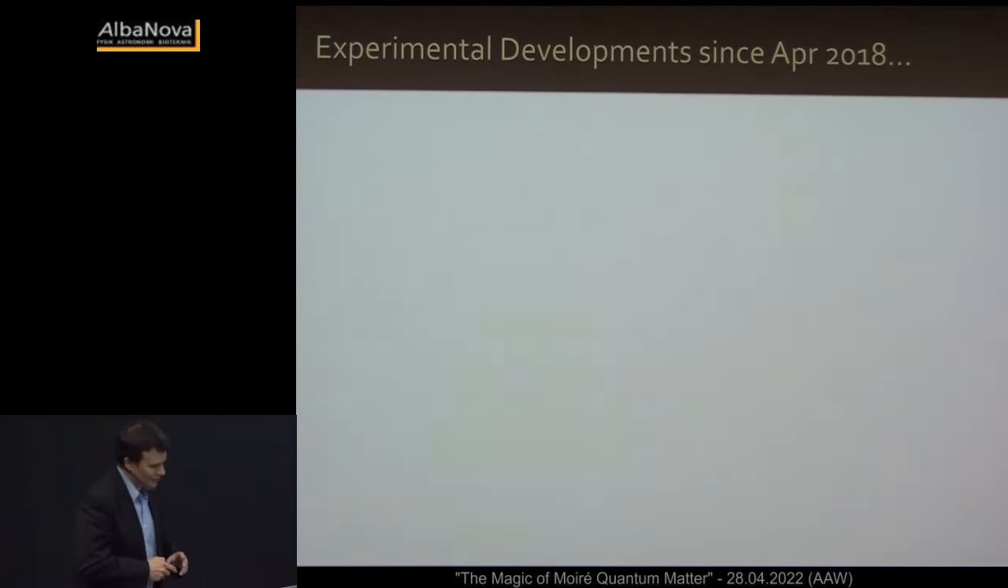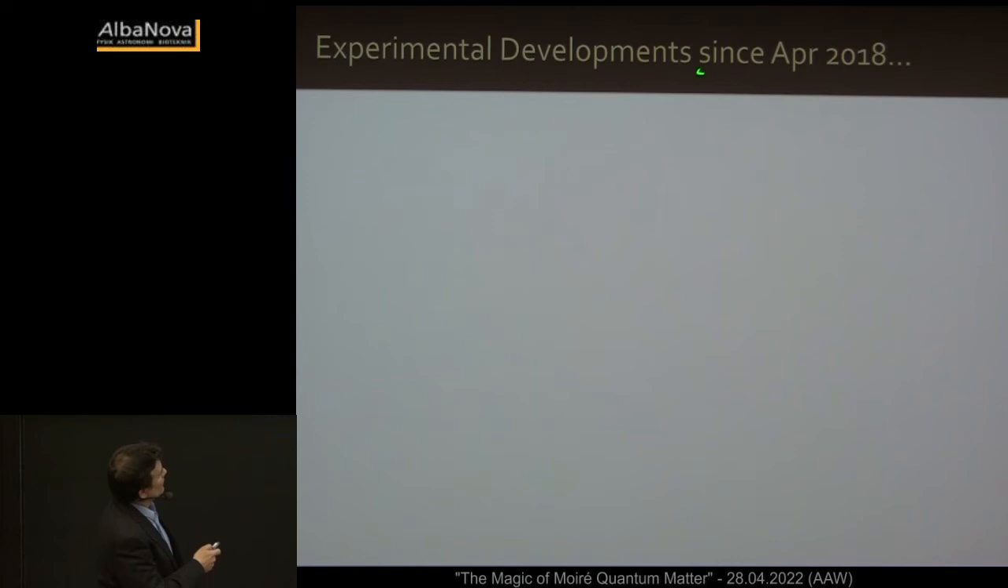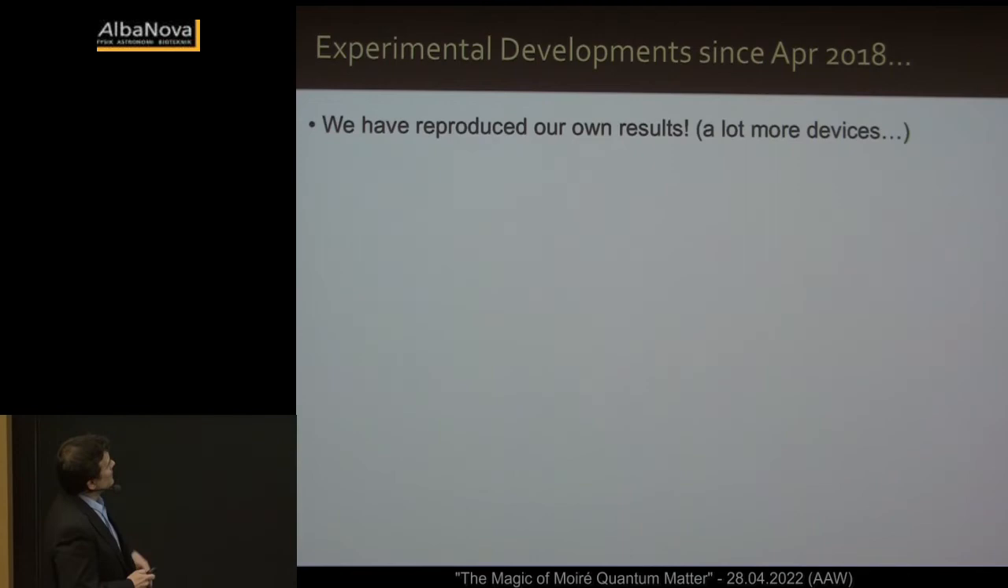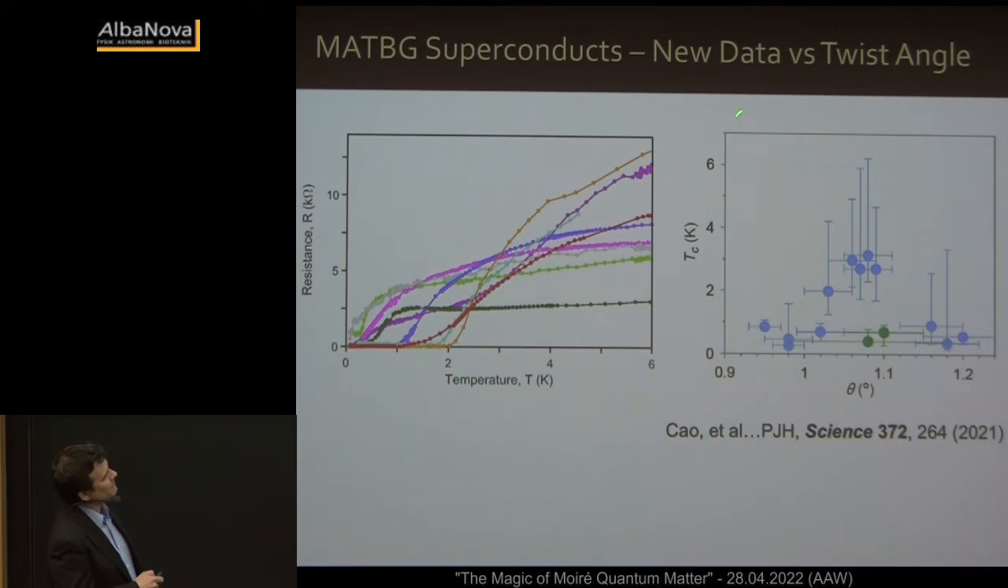Now, let me tell you a little bit about the experimental development since the two papers were officially published in April 2018. The first thing that happened is that we have reproduced our own results. We have made many more devices. Believe it or not, that doesn't always happen, so it's good when you're able to reproduce yourself. It's not necessarily obvious that it happens. We have made many, many more devices, and by now we're in fact starting to map the critical temperature at optimal doping as a function of twist angle, this new knob in condensed matter physics, the twist angle between two crystalline structures.